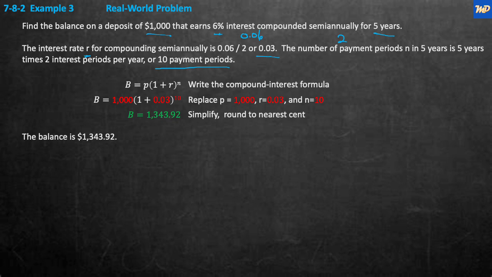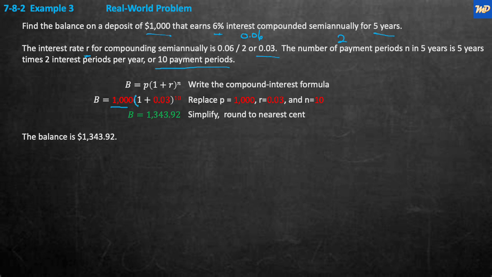So if you put it through the formula, we have the final balance B is equal to P times the quantity 1 plus the interest rate that we calculated, which in this case is going to be the 3%, raised to the power n, the number of periods that we're going to be compounding. So we start off, P is equal to 1,000. That's our original deposit. 1 plus 0.03 is 1.03. And we have to do this inside the parentheses.